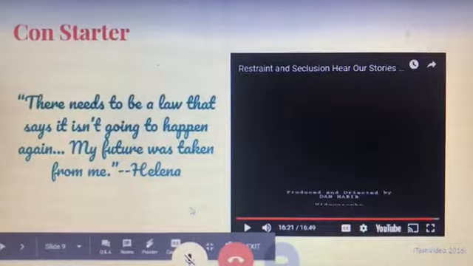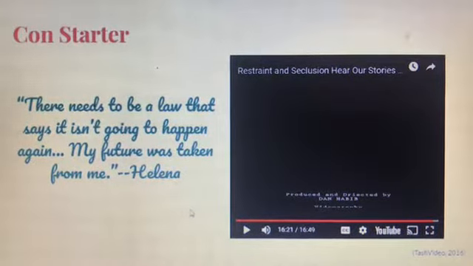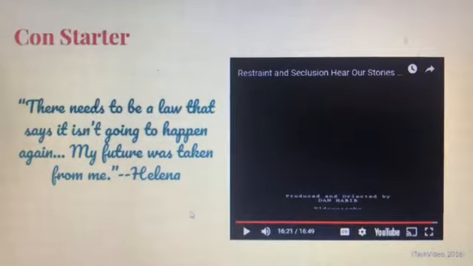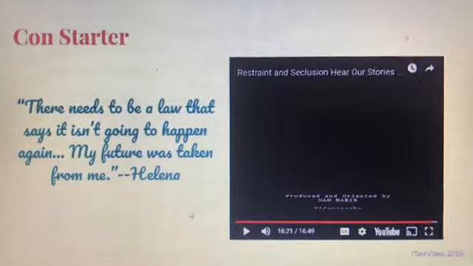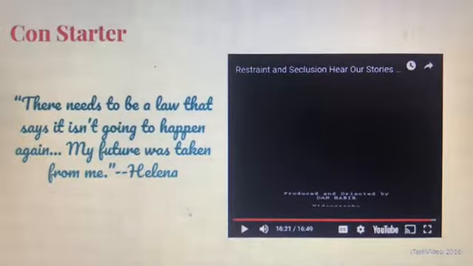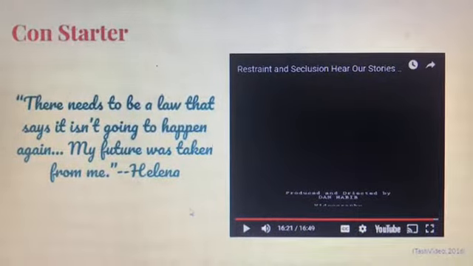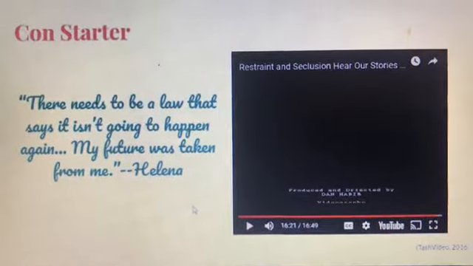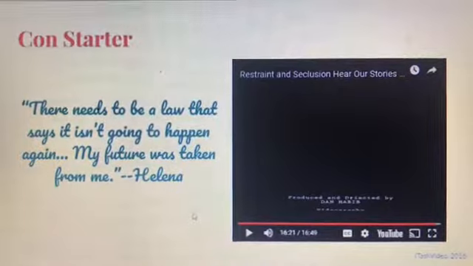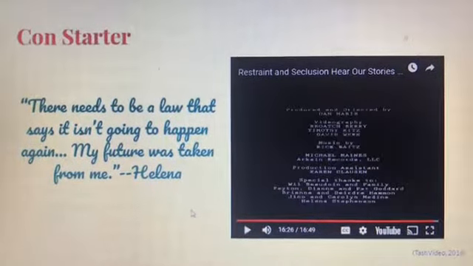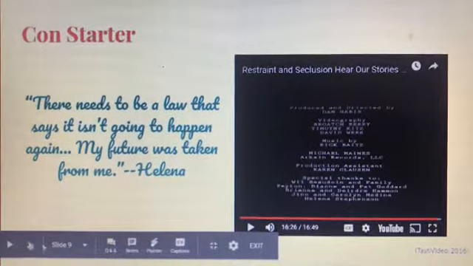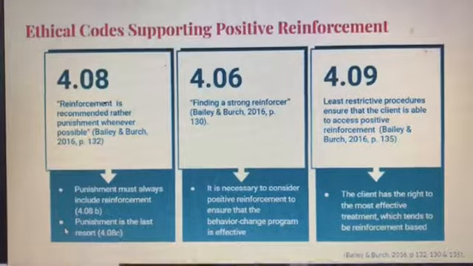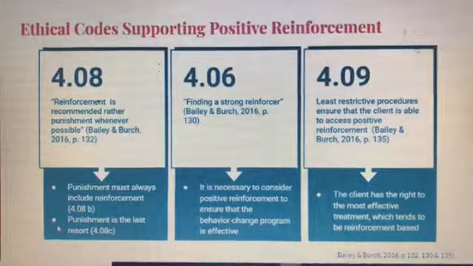We can see that punishment resulted in aversive procedures, was used excessively, and was ineffective in helping Gino treat his behaviors. In fact, punishment denied him the right to the least restrictive environment, treatment, and the right to his education. Sadly, this is only one of many cases in which a student has been restrained excessively or injured from restraint.